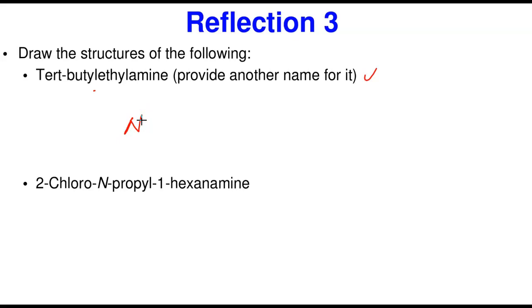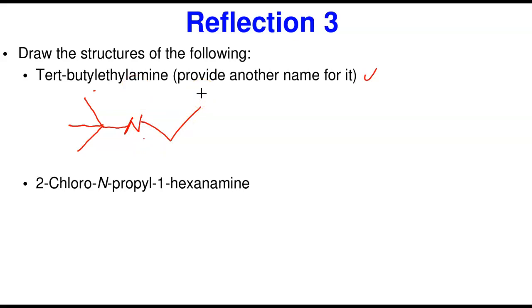Tert-butyl, you attach it. So I'm going to attach it to the left. Tert-butyl is usually the Christmas light, remember. This is tert-butyl. Then ethyl, I'll connect it from here. My ethyl is going to be 1, 2. So this is tert-butyl ethylamine. This is the old name.